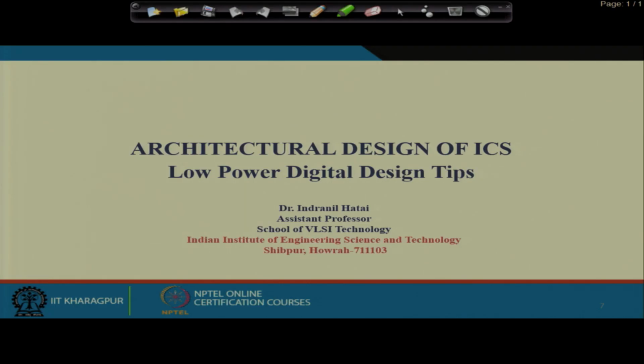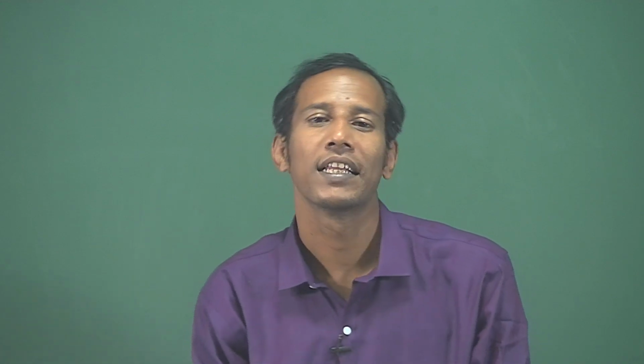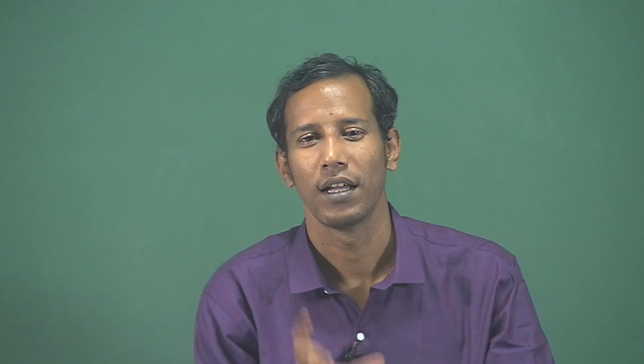In the last class we were seeing the low power design tips. Initially we discussed why we need to consider power consumption in VLSI circuit design, and then what the power consumption sources are in digital CMOS design. We have already seen that there are two types of power: dynamic power and static power. In dynamic power you have two types, the switching power and the internal power, and in static power you have the leakage power.